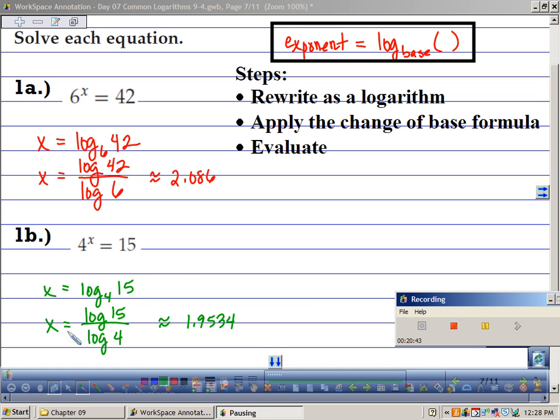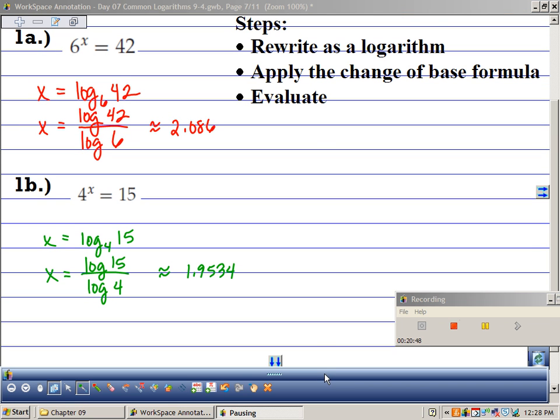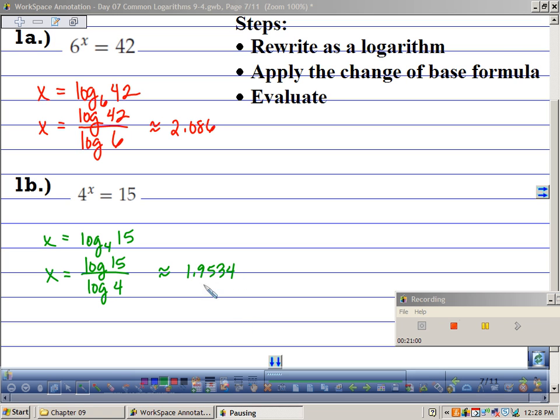So, this is what you should have got on the second one. How you guys doing? Got that? 1.9534? You need 4 decimal places. Okay? Continue. Questions?